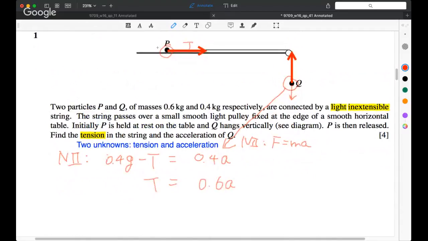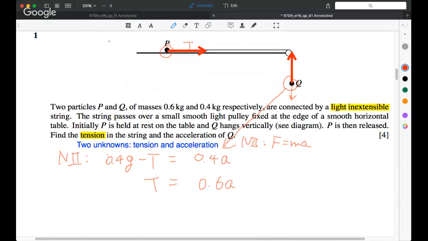Okay, so why it's the same is because, A, the string is inextensible, so they must be moving at the same speed. And another thing is there's no reason for P to be moving faster than Q, because the only force providing the acceleration is the tension. And the tension is coming from the fact that Q is moving downwards. So therefore, Q and P must be moving at the same speed.